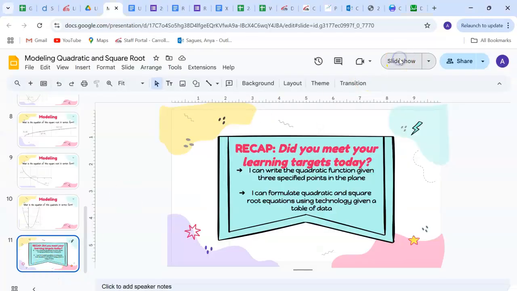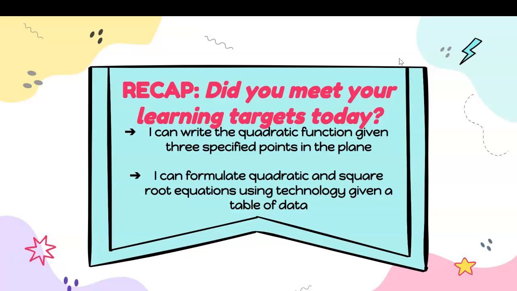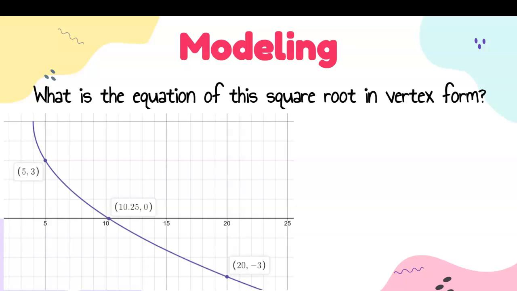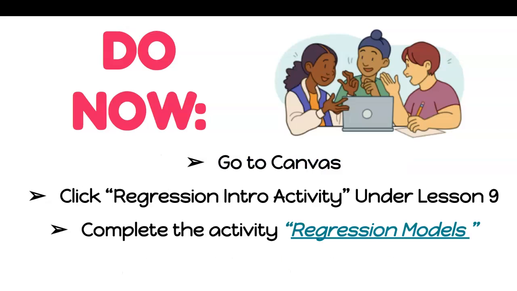Now that is pretty much everything for today. So we talked about what writing the quadratic function would look like given 3 points by using technology. Remember that you are doing this example on your own, and you are checking with me. This is part of your daily grade for the lesson, along with this activity, the regression intro activity. Okay? Thank you.